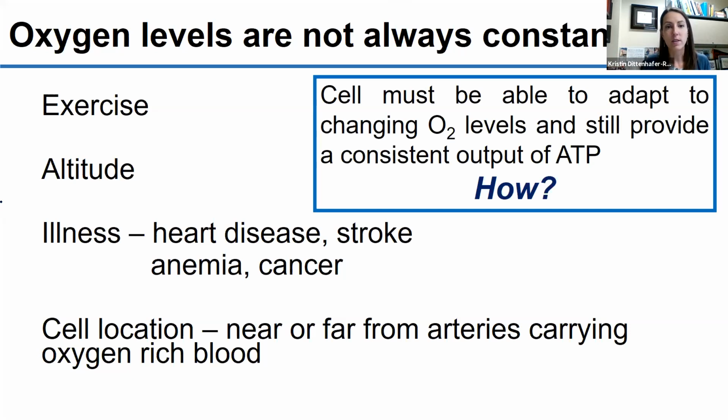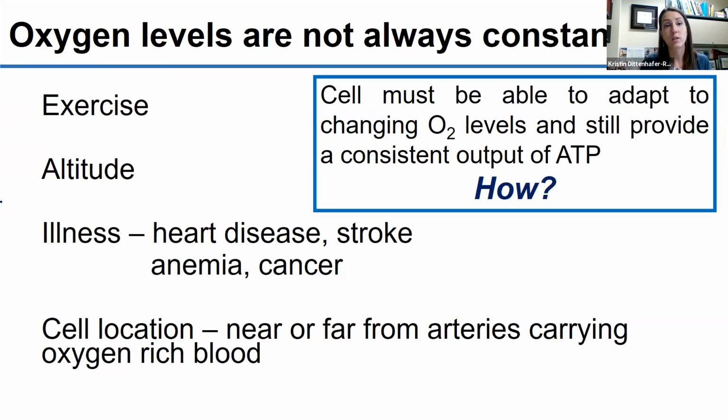So because our oxygen levels are not always constant, our cells must be able to adapt to changing oxygen levels, but still provide this consistent output of ATP. Hopefully I've made it clear that we can't just lose a bunch of ATP when we don't have oxygen. Somehow our cells have to figure out a different way to do this. And how do cells do that? That really is the crux of the discoveries of the 3 scientists I presented at the beginning who won the Nobel Prize in 2019.